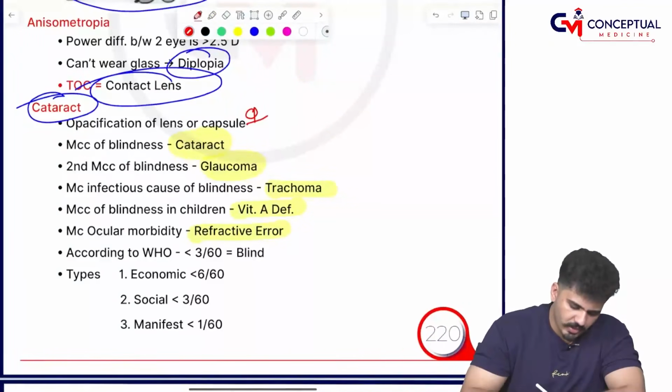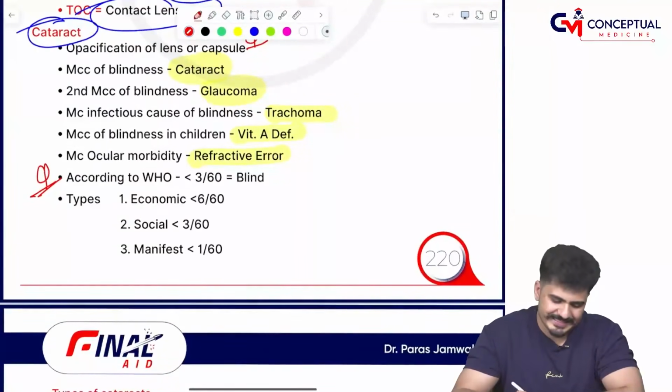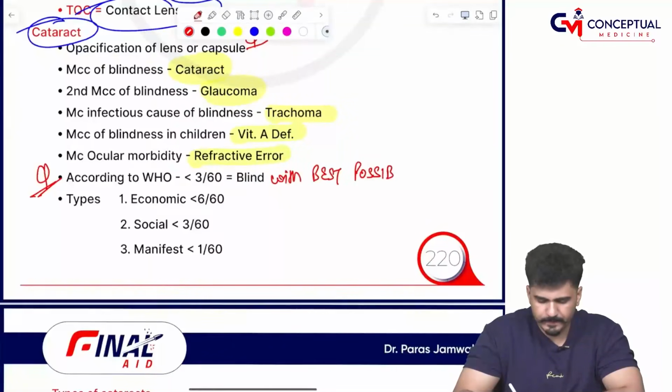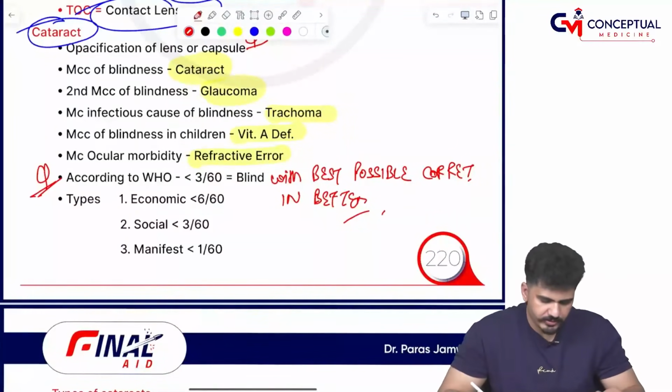What is the definition of blindness? The WHO says less than 3/60 with best possible correction in the better eye. This is the complete definition of blindness, and it was asked in the exam previously also, sir.